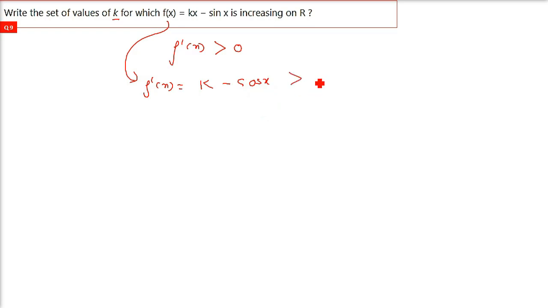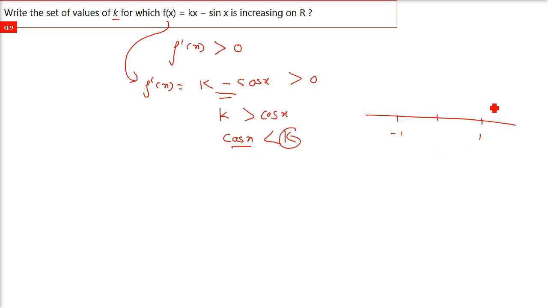And increasing means this expression should be greater than 0. What does it mean? k is greater than cos x. You can also say it the other way around: cos x should be less than k. What is the value of cos x? It can attain values from -1 to 1. So k is greater than cos x.